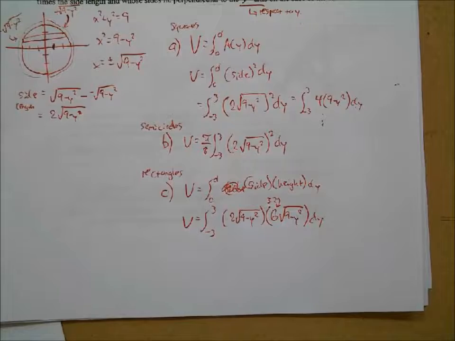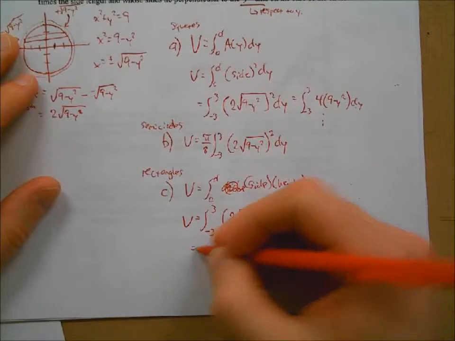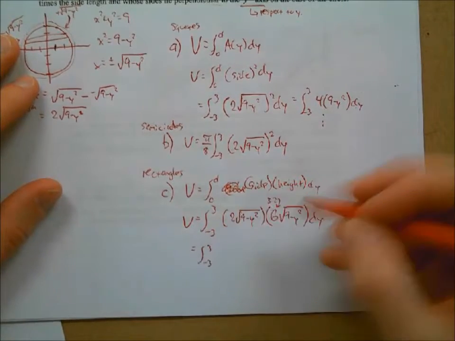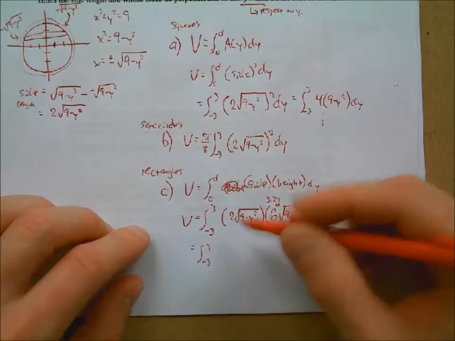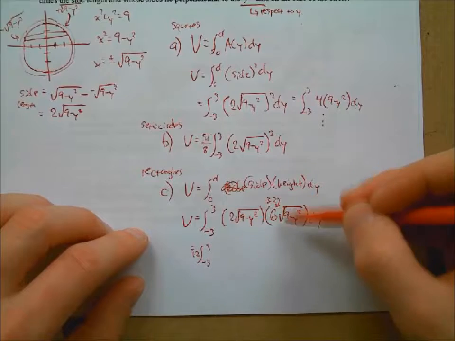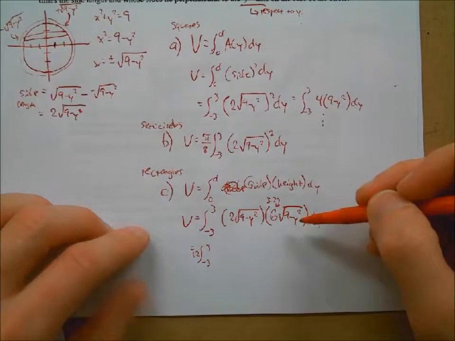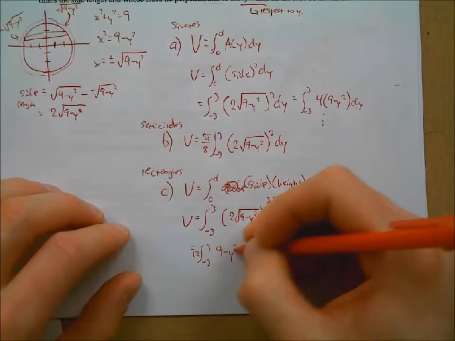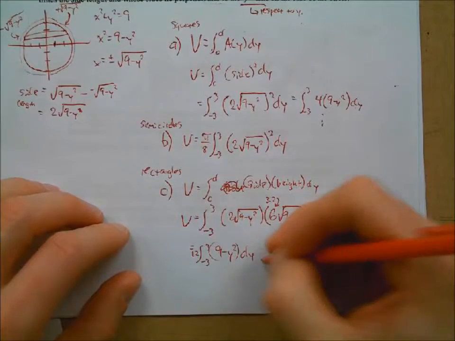And so at this point, again, I'm not going to do the entire integral here, but I'll help us out. This is all one big product, so the 6 and the 2 can multiply together. You can pull that 12 out front. Root 9 minus y squared times root 9 minus y squared is just going to be 9 minus y squared dy. And then again, you can go from there. That's the idea.